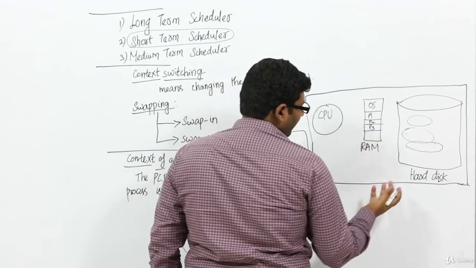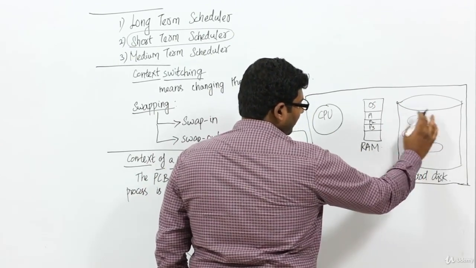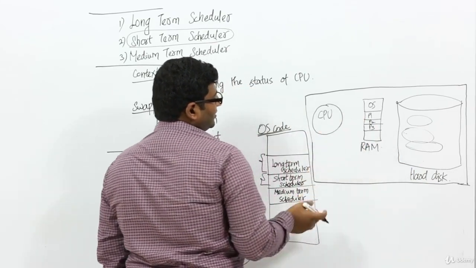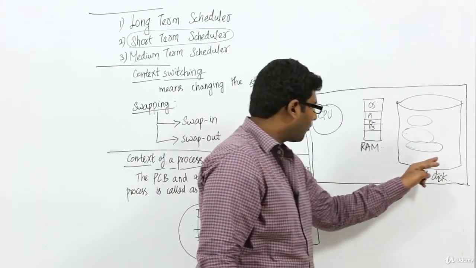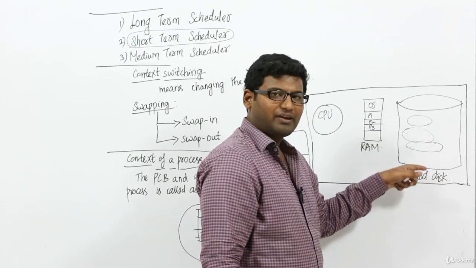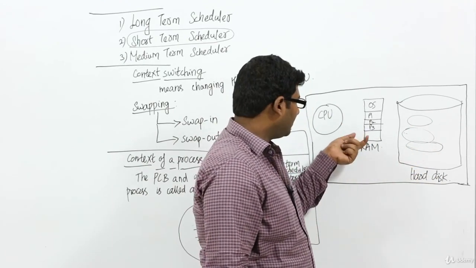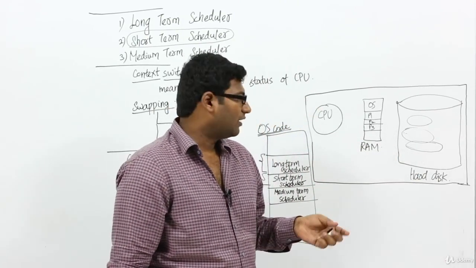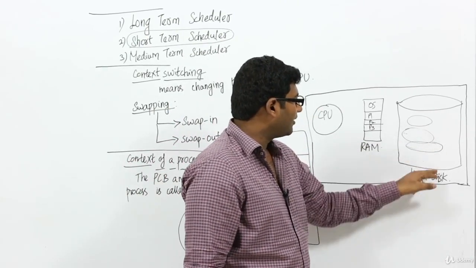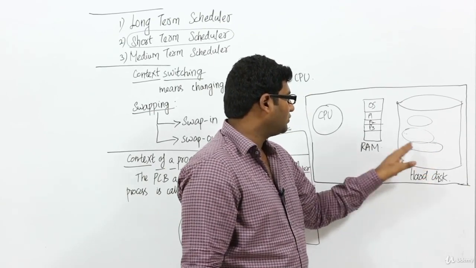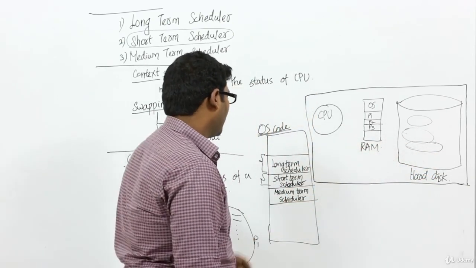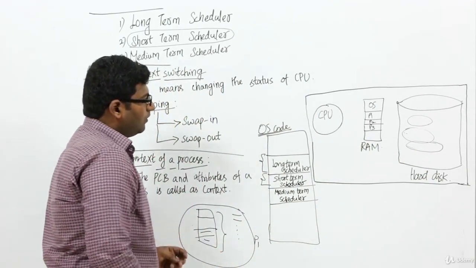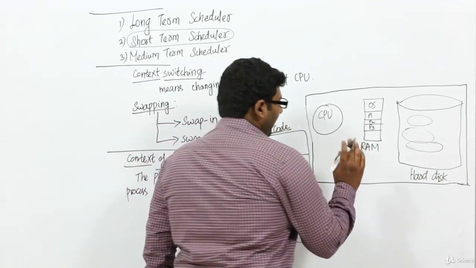Only a few processes. Let us assume there are 5 processes created inside the hard disk, but we have space for only 2 or 3 processes inside the RAM. Out of the 5 processes, only 2 or 3 can be moved into the RAM because the free space in the RAM can hold only 2 or 3 processes. Which 2 among the 5 have to be moved from hard disk to RAM is decided by a program called the long-term scheduler. Fine. Now, let us assume our RAM is full.